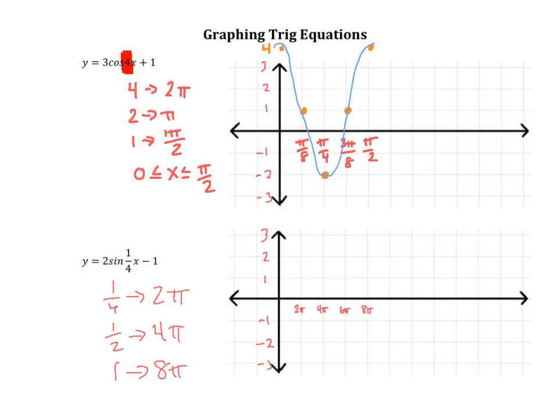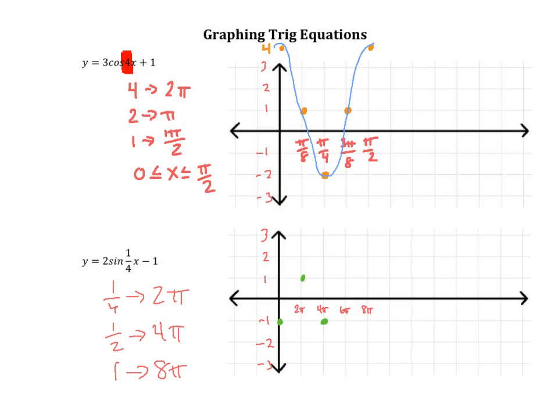So now, sine starts at 0. So you're going to do 0 times 2, which is 0, and then 0 minus 1 is negative 1. So my first ordered pair is going to be at negative 1. Now for a sine graph, the next ordered pair is at 1. So 1 times 2 is 2. 2 minus 1 is back at 1. The third point is going to be at 0. So 0 times 2 is 0. And then 0 minus 1 is negative 1.